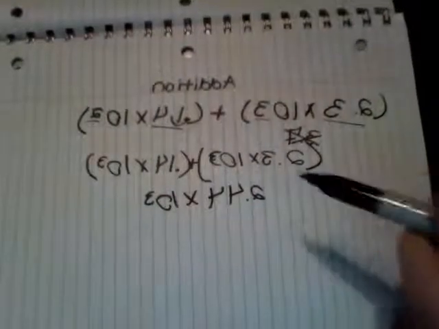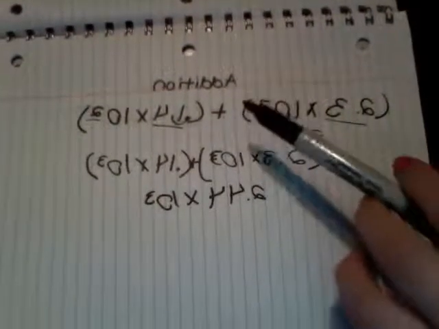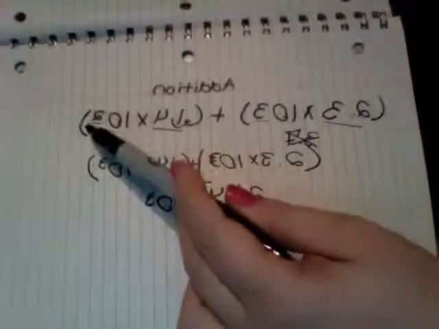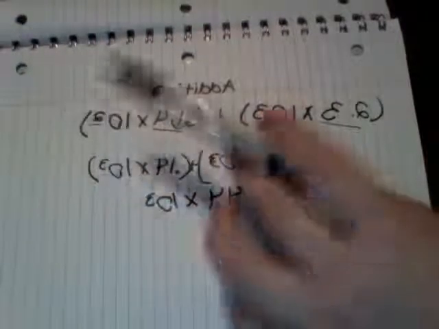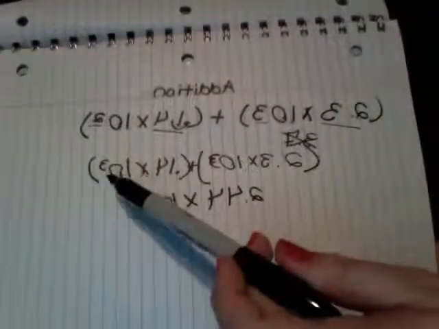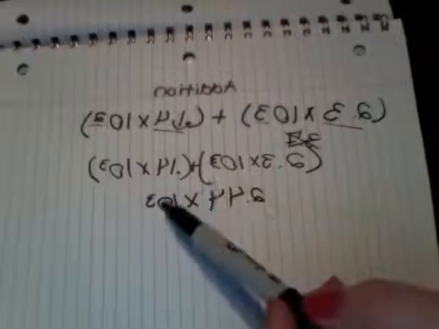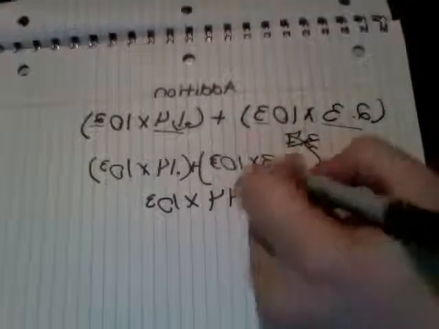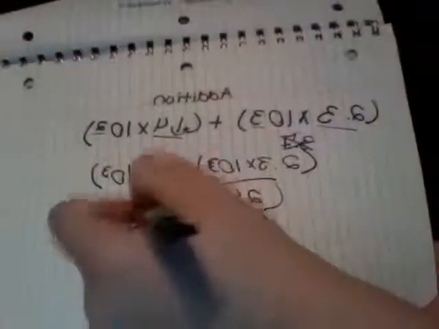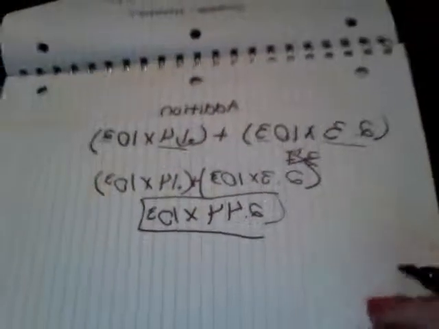When you're adding or subtracting, what you have to do with the exponents is make sure they're the same number. But when they are the same number, you don't do anything with them. You just bring it down. So this, in the end, is your answer. Okay.